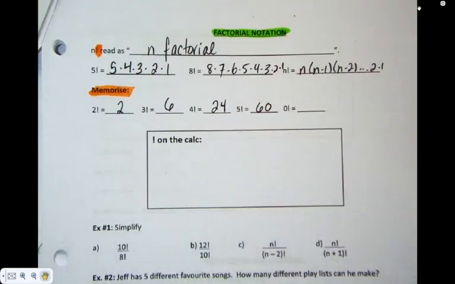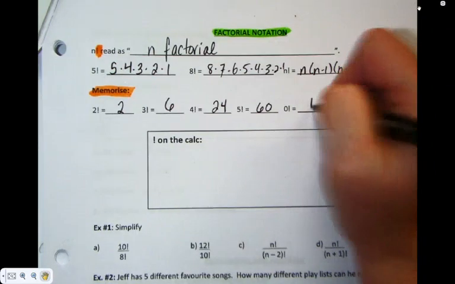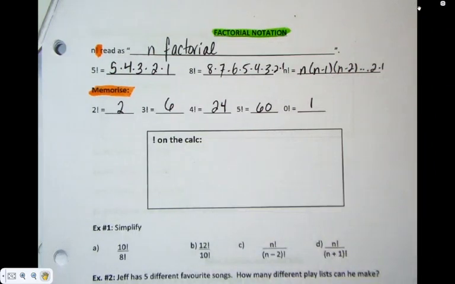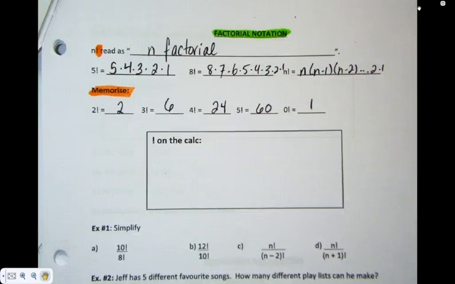And that's why yesterday I could look at 5, 4, 3, 2, 1 and knew it was 120, because I've done this a bajillion times. 0 factorial. It's 1. How many ways can you arrange no objects? 1 way, none. That's why 0 factorial is 1. It's one of those little funky ones.